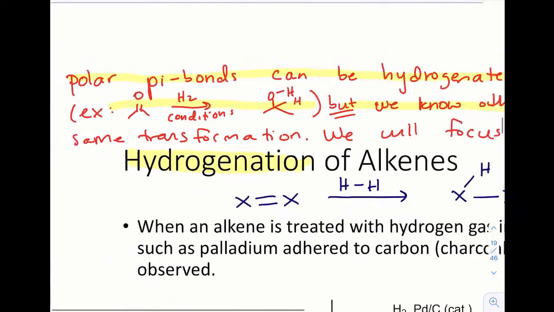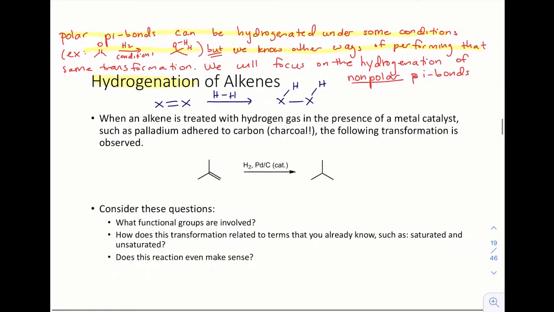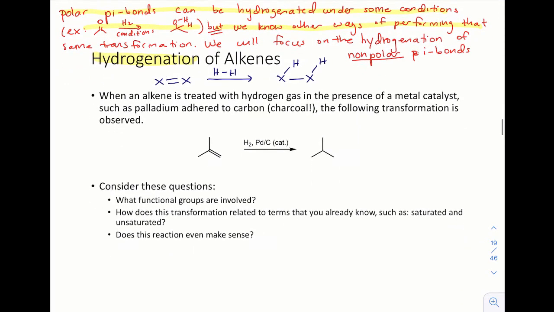So we're really not going to discuss hydrogenations of carbonyls very much. However, we will talk quite a bit about the hydrogenation of nonpolar pi bonds, because there is no other way to affect this transformation to nonpolar pi bonds. So aka alkenes and alkynes. So let's take a moment and begin thinking about hydrogenation in the context of alkenes.